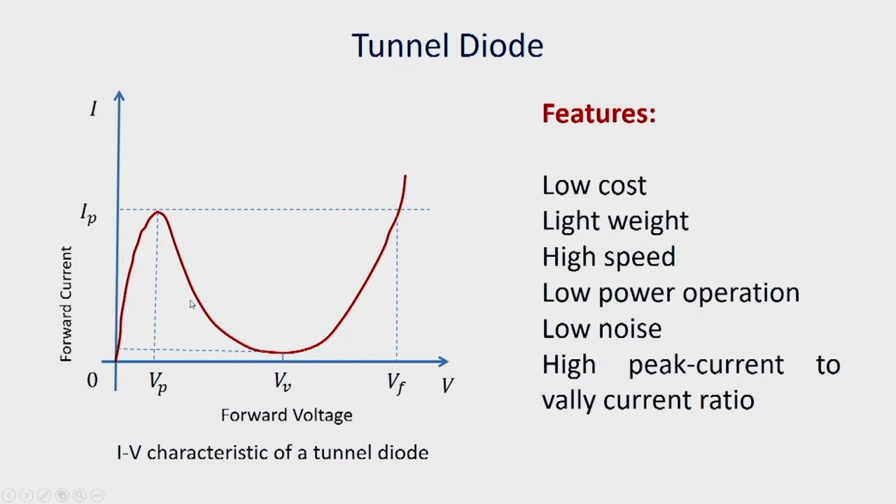Now, this region is the negative resistance region, which is very important for amplification of signals as well as for designing oscillators using tunnel diodes. Let us now try to understand tunnel diode operation qualitatively.